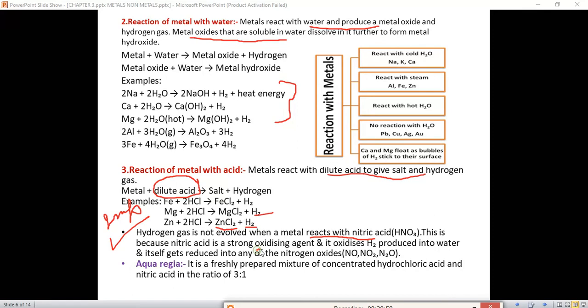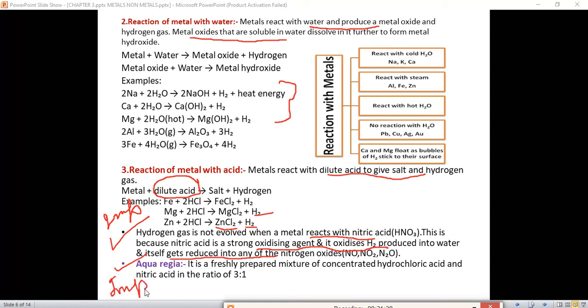So this is the answer of this question. When a metal reacts with nitric acid, why is hydrogen gas not evolved? Nitric acid is a strong oxidizing agent. You have to remember this word, strong oxidizing agent. It oxidizes hydrogen produced in the reaction into water and itself gets reduced into nitrogen oxides, nitrogen dioxide or nitrous oxide. Next point is aqua regia. This is also an important point.